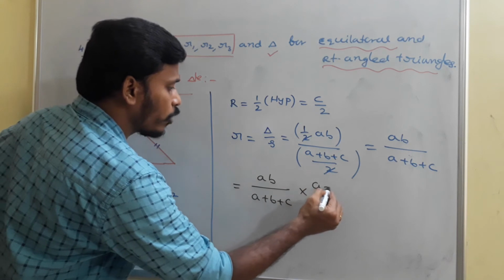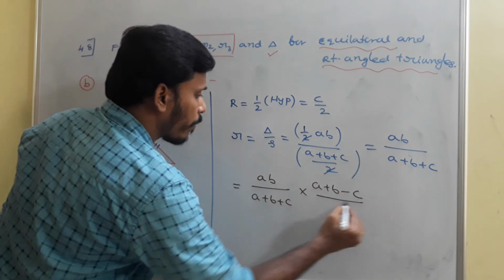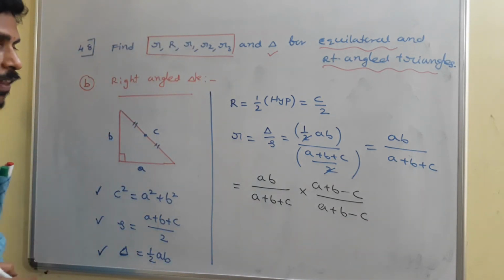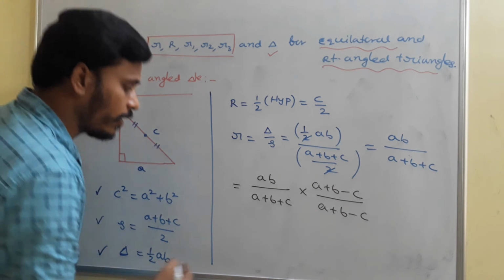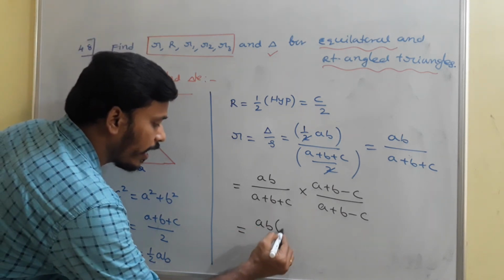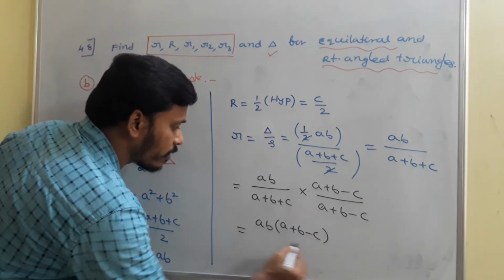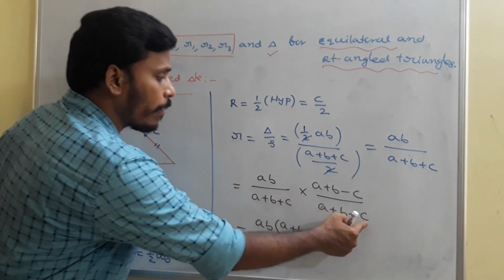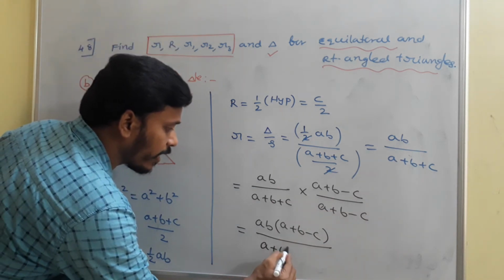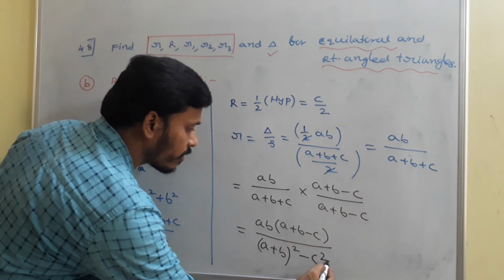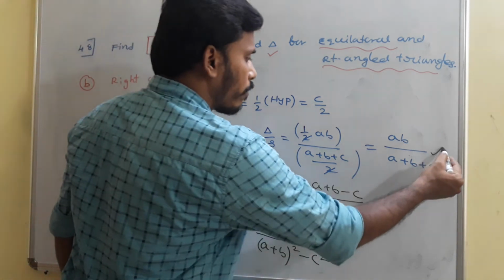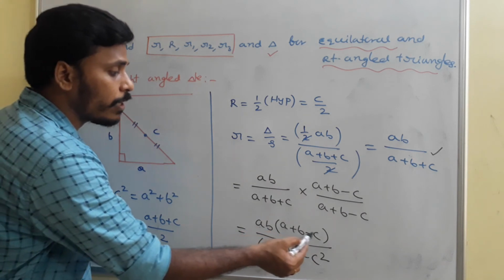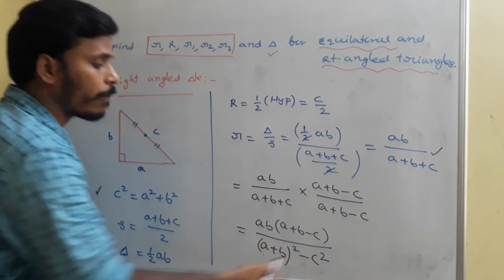I multiply the numerator and denominator with (A plus B minus C). If I multiply the numerator and denominator with A plus B minus C, the numerator part is AB times (A plus B minus C), and the denominator part is (A plus B plus C) into (A plus B minus C). It becomes (A plus B) whole square minus C square. It is enough actually, but I am moving for some more simplification. AB times (A plus B minus C) by (A plus B) whole square minus C square.